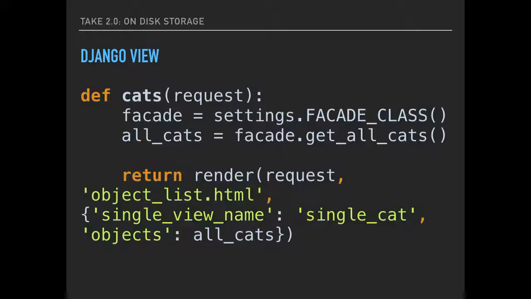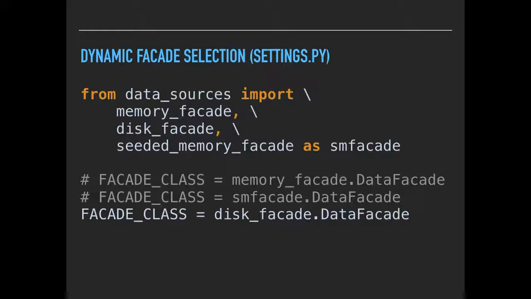Now to use this in my view, again, view code hasn't changed at all. So how do we change out the facade that we're using? Well, in my case, I've decided just to do it really simply. Just in the settings.py, I'm importing all my facades and commenting out the ones that I'm not using. But it's up to you how you want to do this.